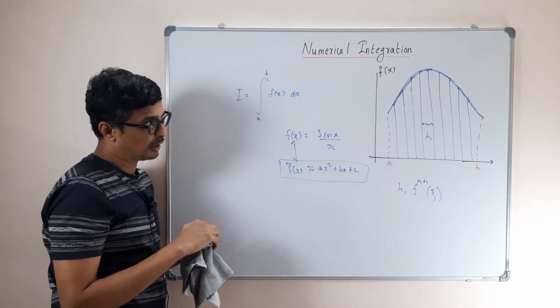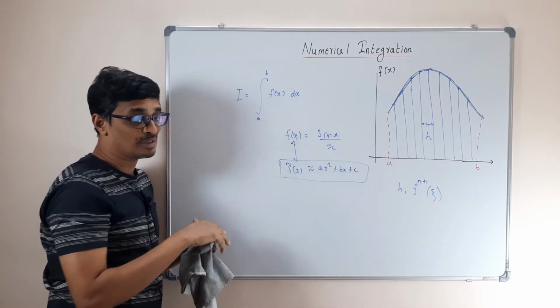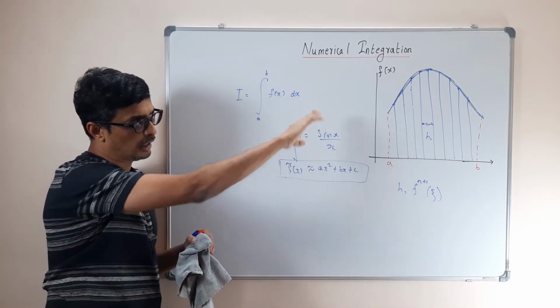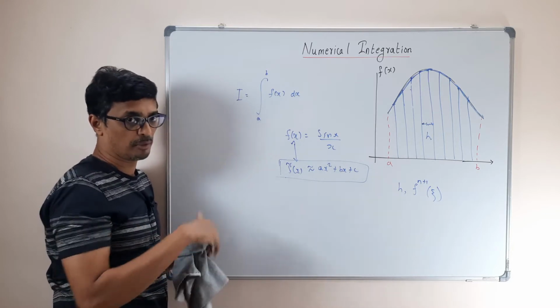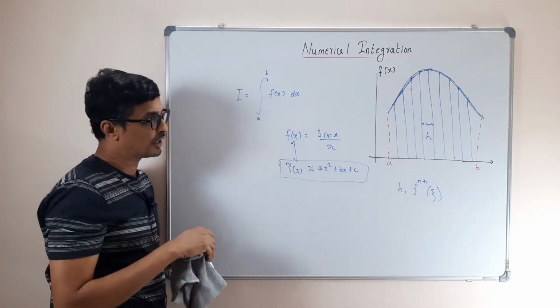So when we perform the integration, you will see that for different degrees of the polynomial, we will get different algorithms, and that's how the algorithms are named under different names. We will see them one by one as we go along.